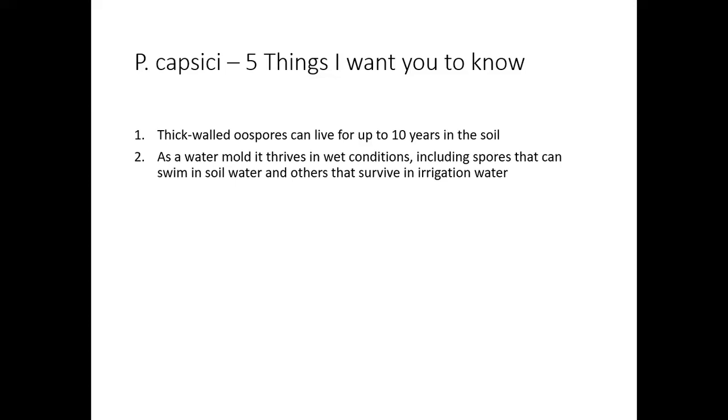As a water mold, it thrives in wet conditions. So it's got spores that can swim in the soil water and other spores that can survive in irrigation water. So if you've got a field that is draining into another field, it can be swimming in that soil water. And I've even seen it last year where the field they had the pumpkins in was new to pumpkins. They'd never grown pumpkins there before, but they had had Phytophthora in the upslope field a few years previously. And so we figured that it just moved in that soil water from the upper slope to the lower slope, carrying the Phytophthora with it, infecting a crop, even though it was grown on virgin ground.